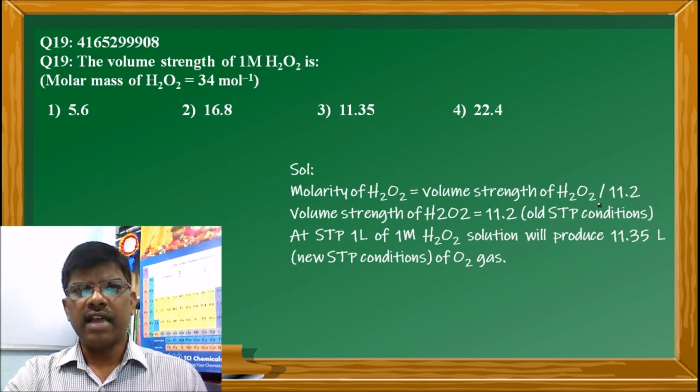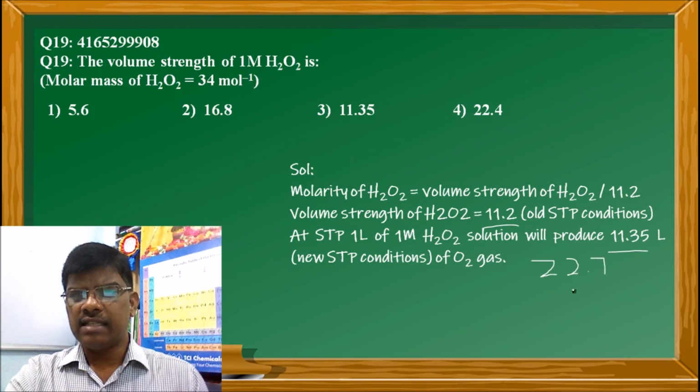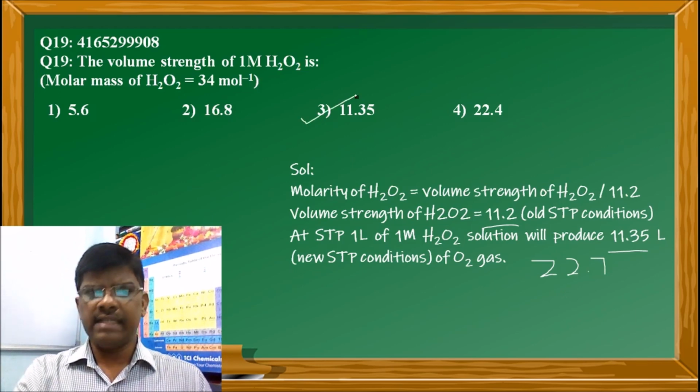It is asking for hydrogen peroxide, so half of that volume, which is 11.2 as per old STP conditions, but as per new STP conditions it is going to be 11.35. It is stated that 22.7 is the volume of a gas at STP as per new STP conditions, so half of this is 11.35. Option number 3 is the correct option, friends.